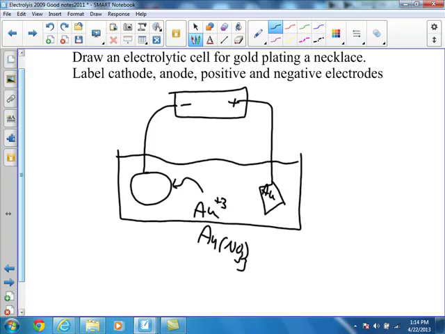Okay, so what side is the cathode? This is the cathode? Yeah. And so by default, this is the anode? Yeah. Okay, good. Now you know how to gold plate it. The cat is angry, so it's always going to be the negative side.